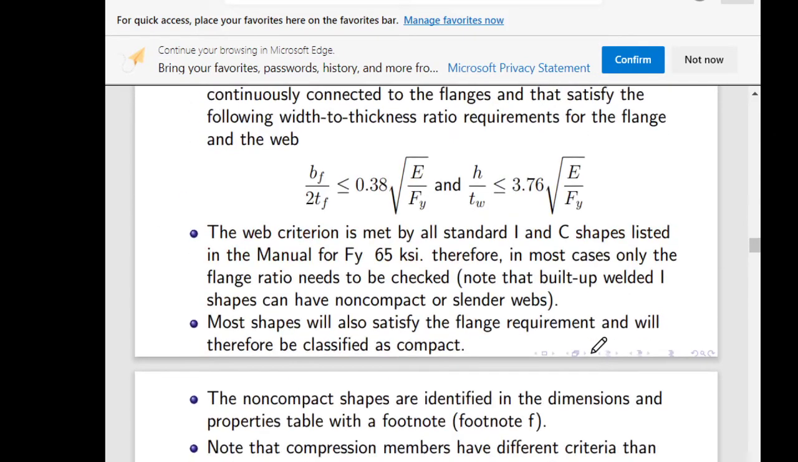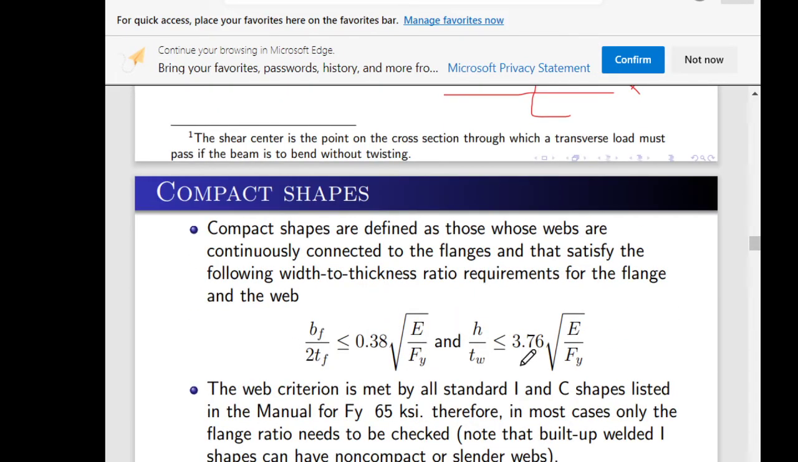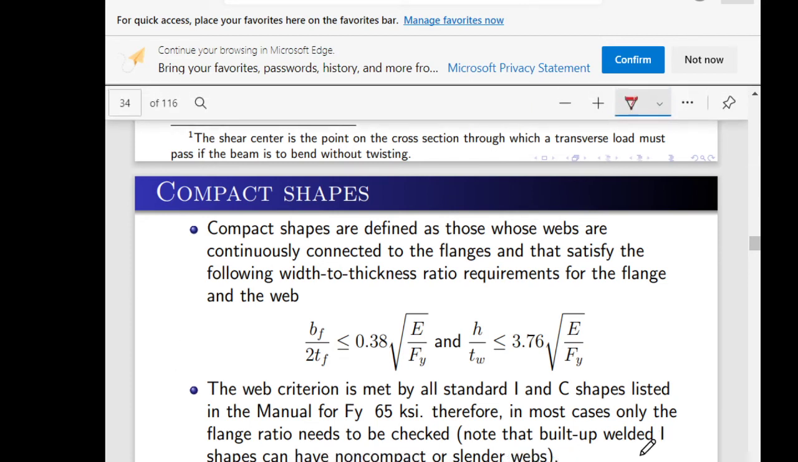This is for the flange and this is for the web. The web criterion is met by all standard I and C shapes listed in the manual for Fy equal to 65 ksi. Therefore, in most cases, only the flange ratio needs to be checked. Note that built-up welded I shapes can have compact, noncompact or slender webs. Most shapes will also satisfy the flange requirement and will therefore be classified as compact.